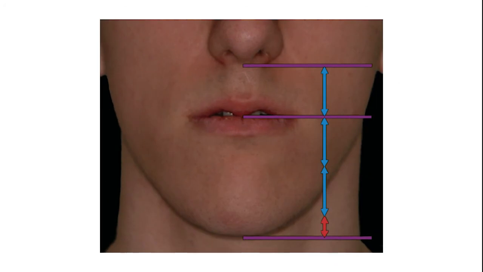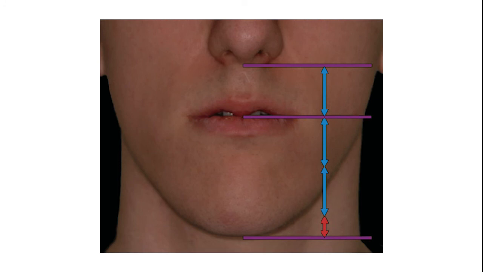The second is increased vertical chin height. The proportion of the lower two-thirds of the lower facial height, stomion to soft tissue menton, to the lower facial third, subnasale to soft tissue menton, will be increased. Treatment will therefore center on vertical reduction genioplasty.